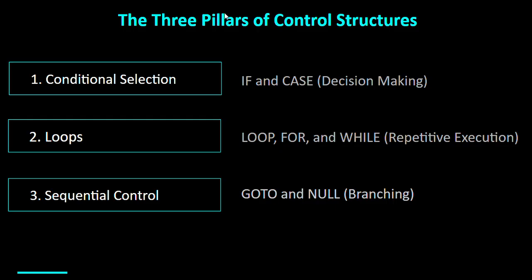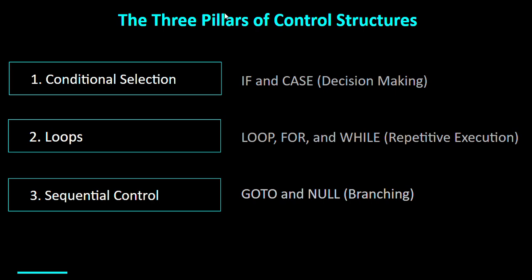There are three main control structures in PL/SQL. First, conditional selection, choosing a path based on a condition, like choosing the clothes: if it's a meeting, we wear a formal outfit, else we go casual. Second is loops, running a block of code repeatedly. Think of your morning routine: wake up, brush, shower. You repeat this loop daily.